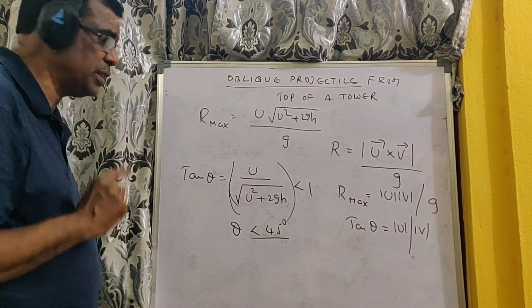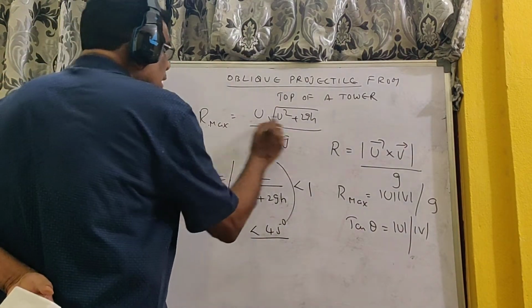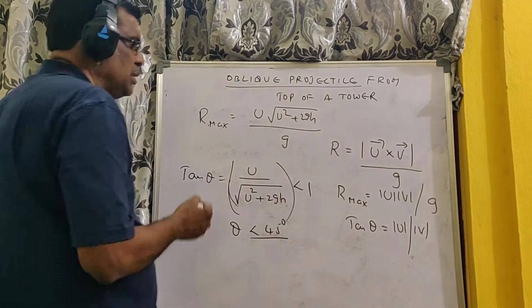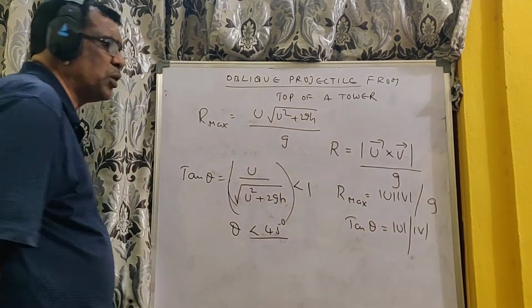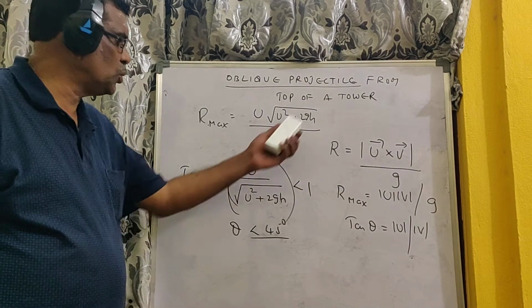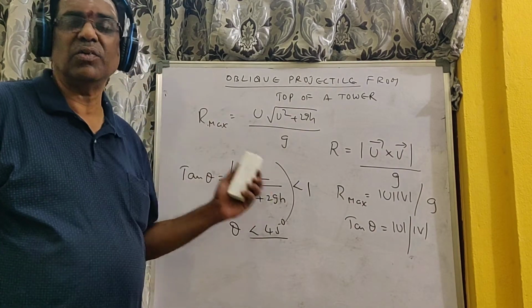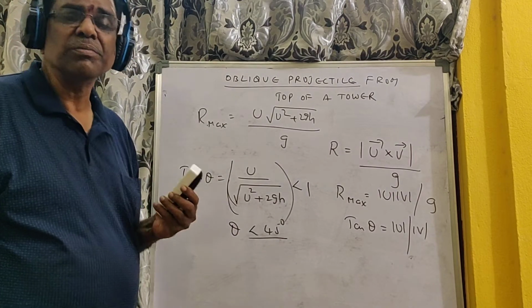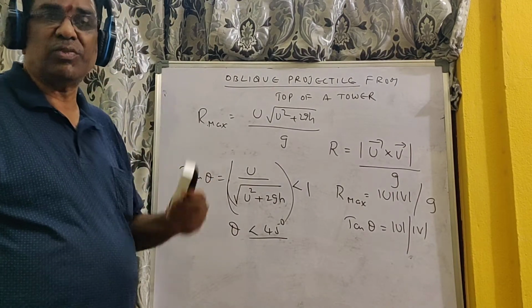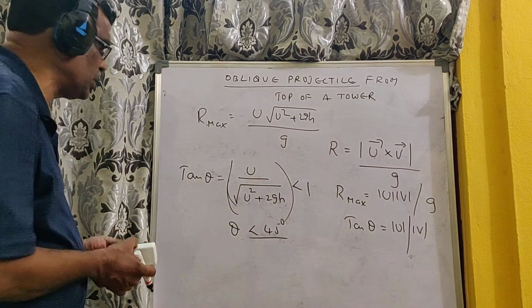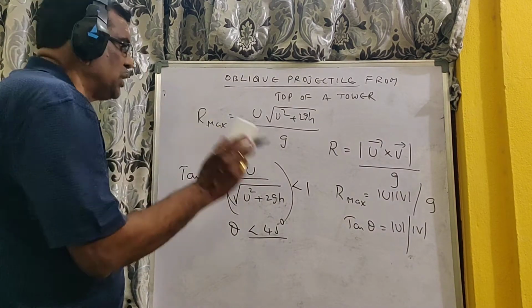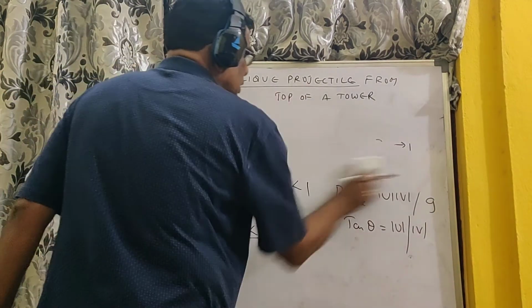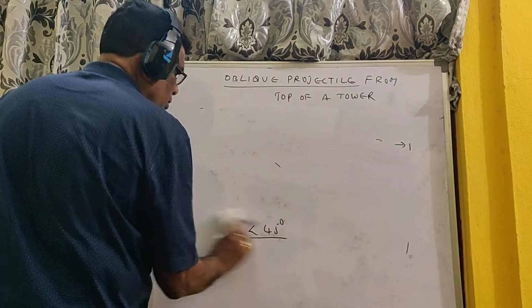Very, very important. And then, what is the maximum range? It is u into under root of u square plus 2gh by g. This is how you will get. In which case am I talking about all this? From the top of a tower oblique projectile. So you have seen two things in this.